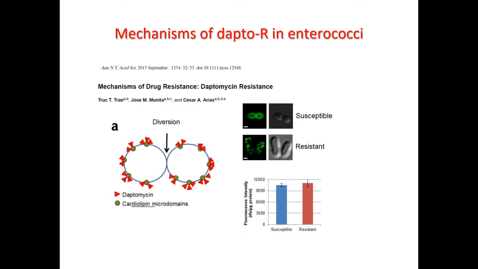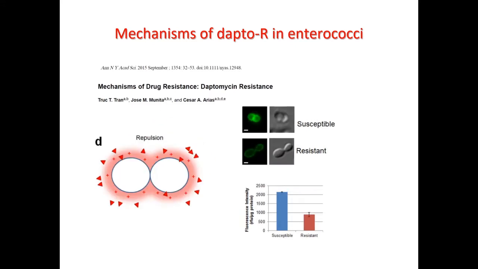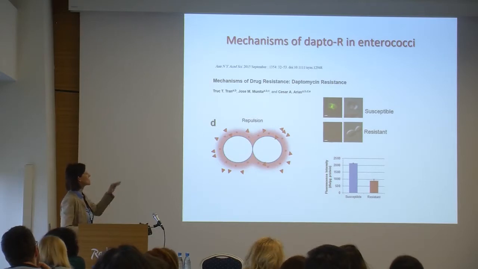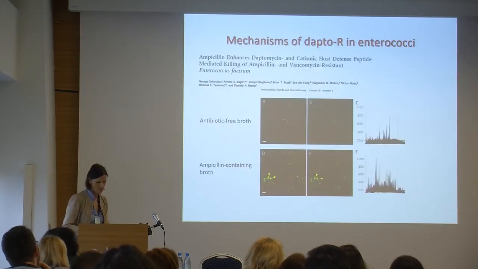So here we see Enterococci that is susceptible, and the majority of the accumulation of daptomycin is at the division septum, but this is totally different in a resistant strain. So the daptomycin binds away from the division septum. However, the quantity of the daptomycin that is bound to the cell is pretty much the same in a susceptible and in a resistant strain. And with this repulsion mechanism, what we see, this is a susceptible strain, that really in a resistant strain, there's really a reduction of daptomycin binding to the bacteria.